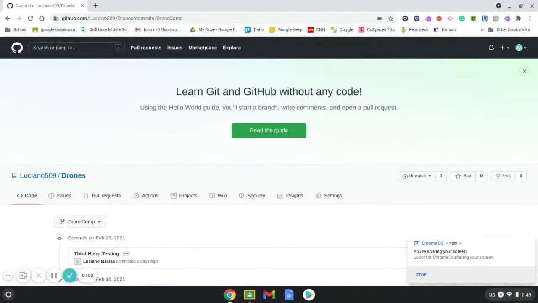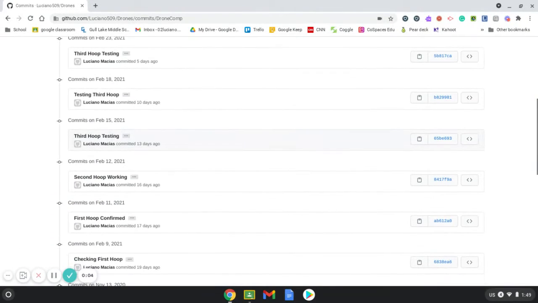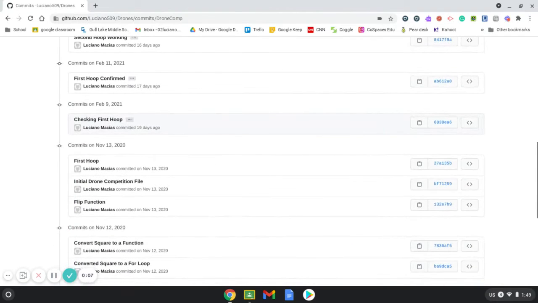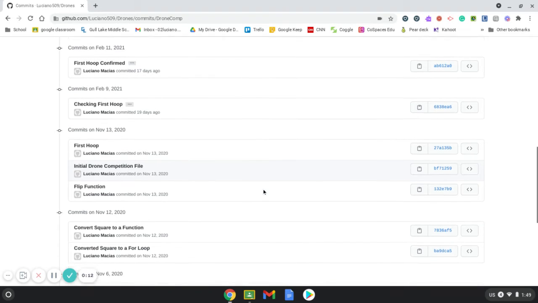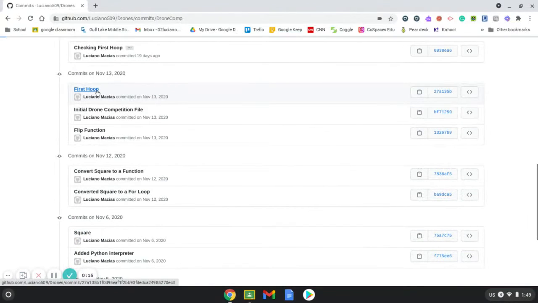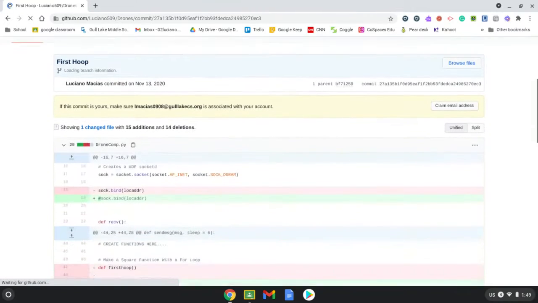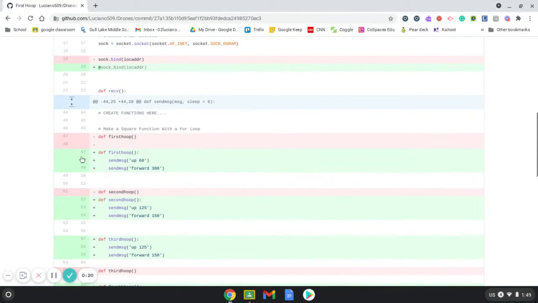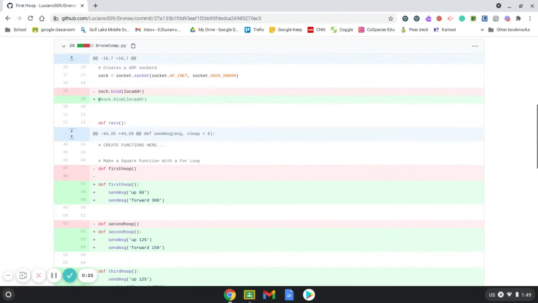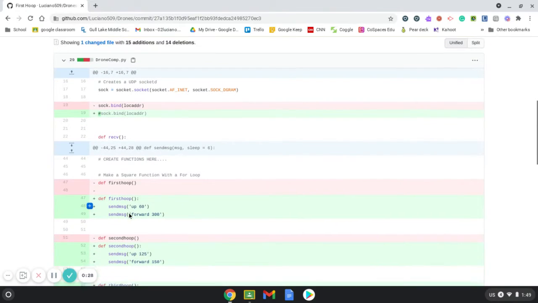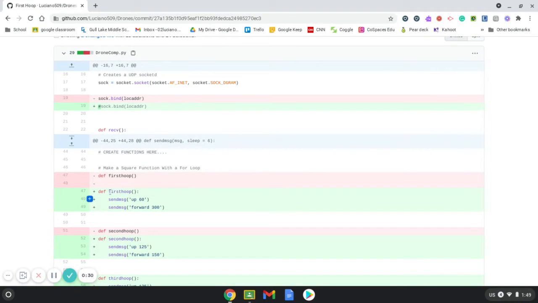This is my Tello drone competition GitHub, and our assignment was to get through 4 hoops from a starting point. And so my first hoop is right here. For my first hoop, it has an initial takeoff code, which makes it go up some, but it wasn't enough. So we also had to make sure it goes up high enough, and then make it go forward enough to get through the hoop without going too far or not far enough.